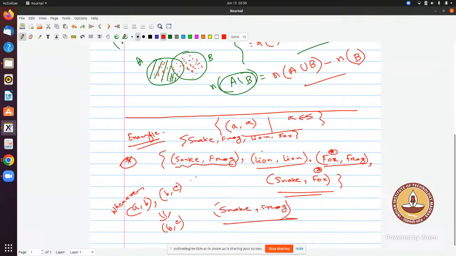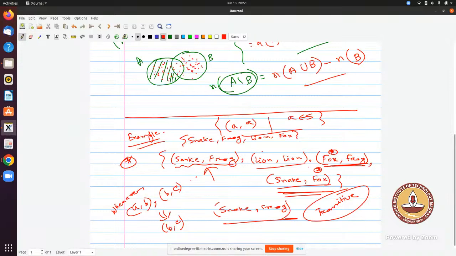So whenever (A, B) and (B, C) are there, like (fox, frog) and (frog, snake), these two elements are there, then (fox, snake) should be there. Snake comma frog is there, and that is already there, so it is transitive. If (frog, snake) was there in the relation, it would become symmetric.